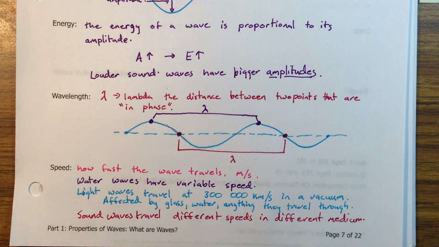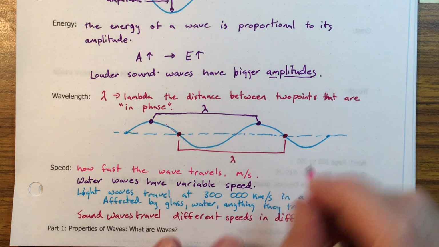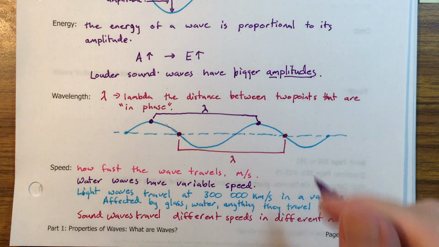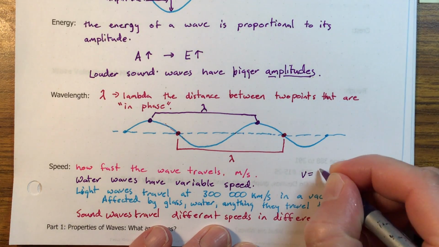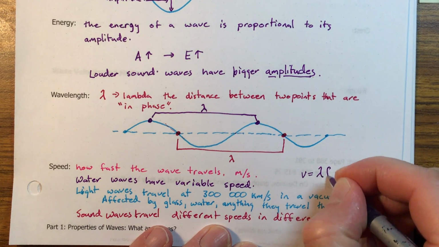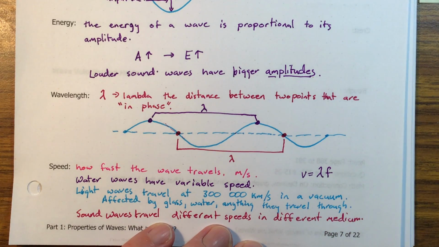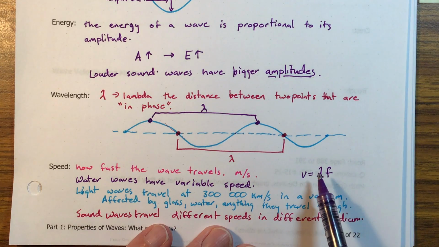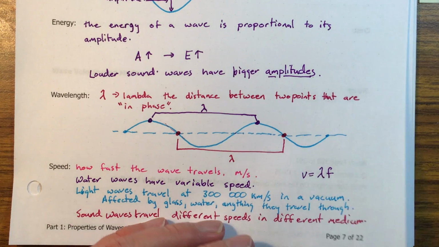There's a formula for velocity that you should know, and it simply looks like this. The velocity of the wave is equal to its wavelength times its frequency. We're going to talk about frequency pretty soon. Wavelength is right up there, that's our lambda, and frequency is coming up.